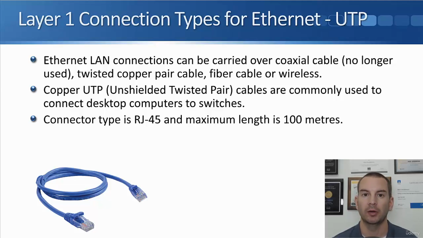Starting off with our copper cables. So we use UTP cables for this, unshielded twisted pair. They are commonly used to connect desktop computers to switches. The connector type is RJ45, and the maximum length of the cable is 100 meters. And if you have a look at the picture on the slide here, I'm sure you've seen a standard network cable before. This is the copper cables we're talking about here. A standard network cable has an RJ45 connector at the end.